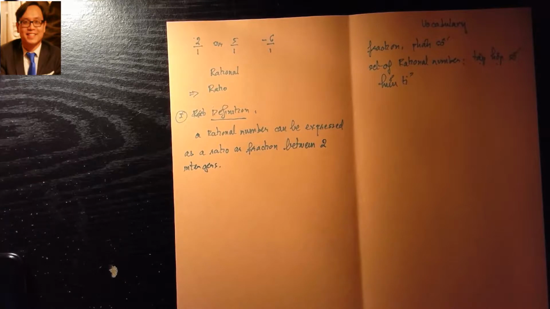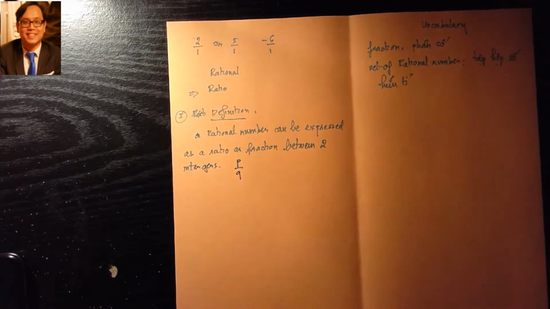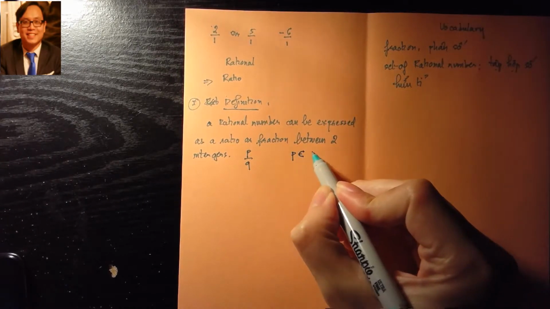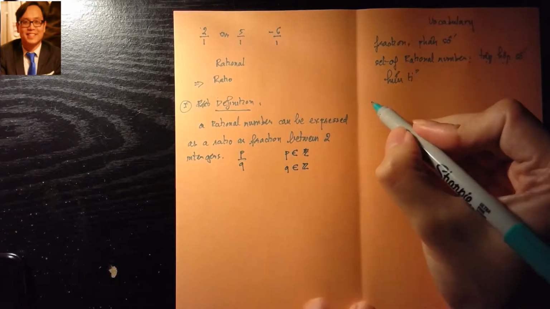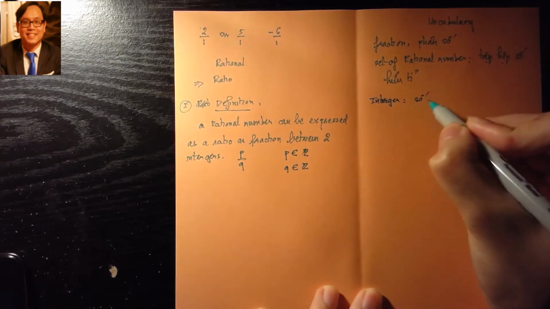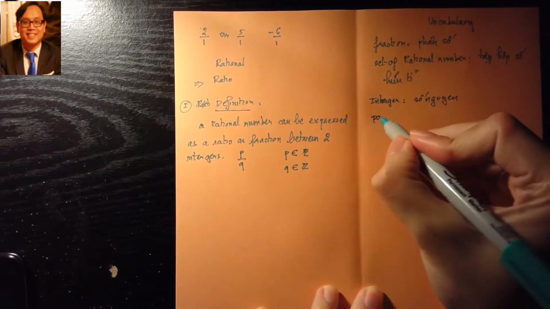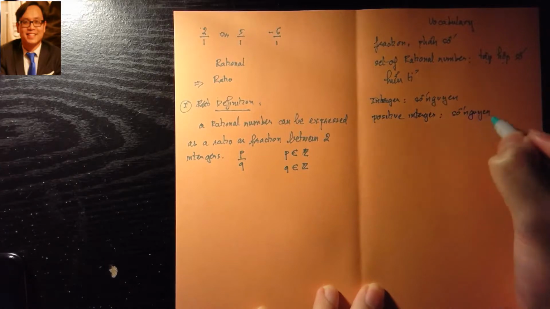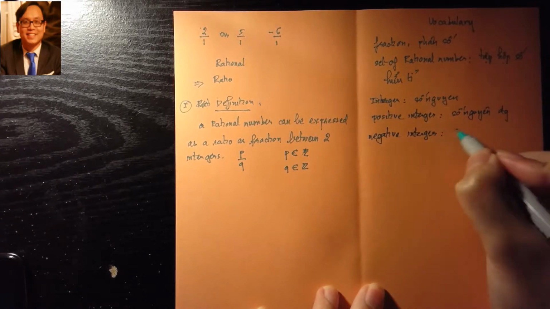Okay. So it could be expressed in this form, P over Q. And P is an element of the integers, and Q is also an element of the integers. So integer là số nguyên ha, số nguyên. Positive integer là số nguyên dương ha, số nguyên dương. Còn negative integer nghĩa là số nguyên âm.